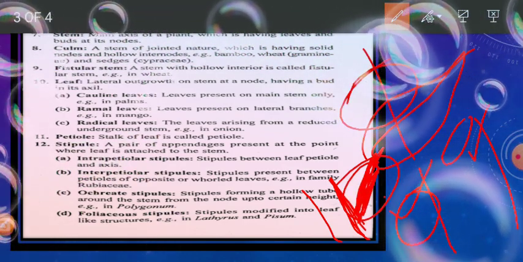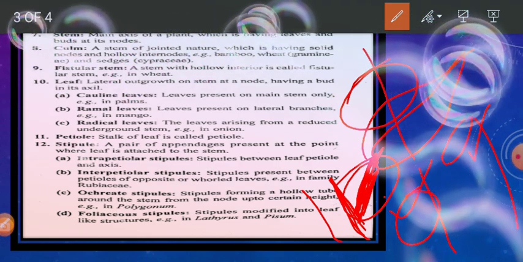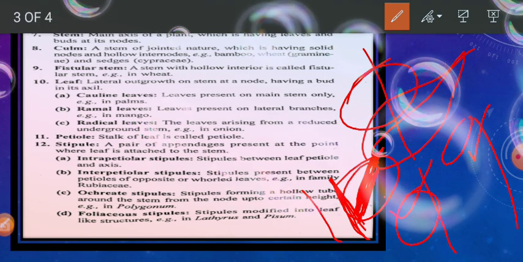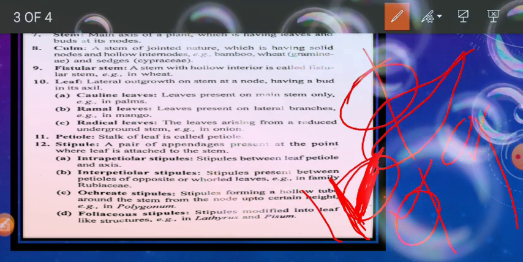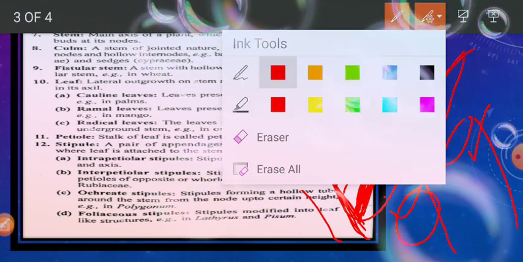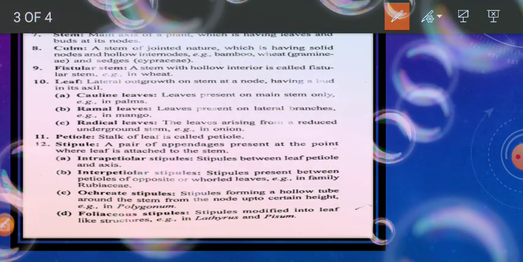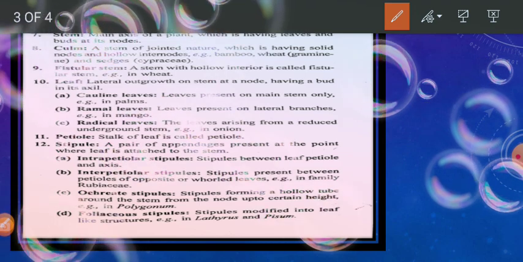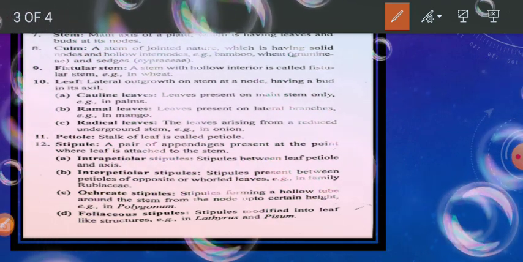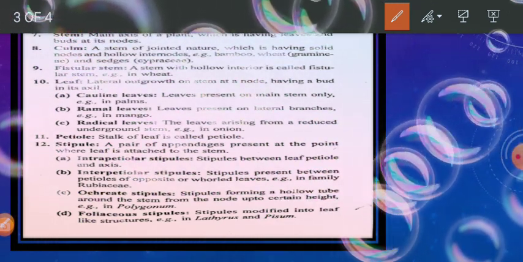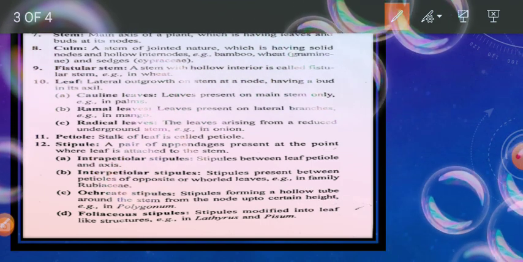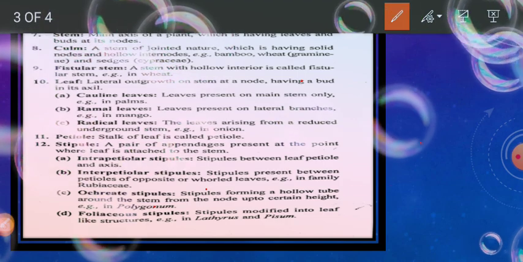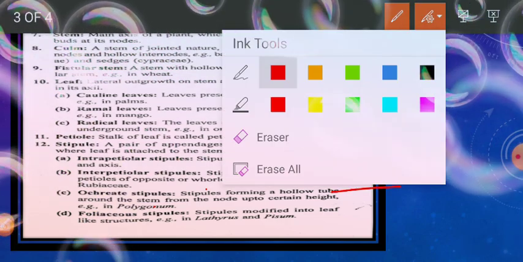Then ocreate stipule means the stipules form a hollow tube around the stem from the node up to a certain height. In the case of Polygonaceae, ocreate stipules are found. Then foliaceous means the stipules modified into leaves, for example Lathyrus and Pisum sativum, and these are the various types of stipules.